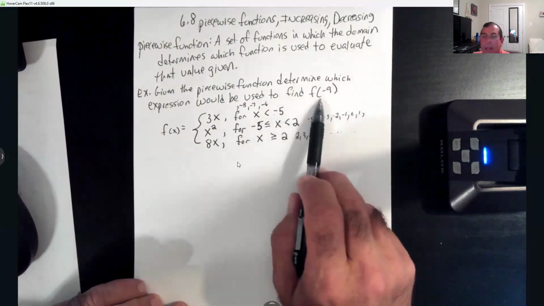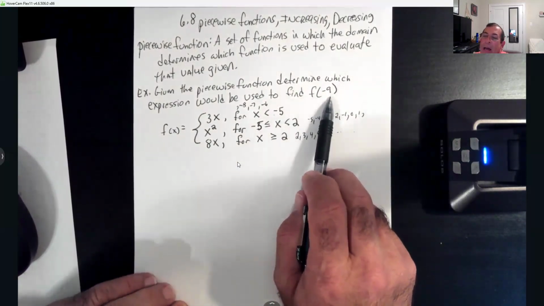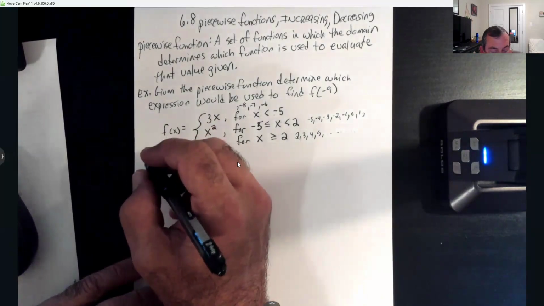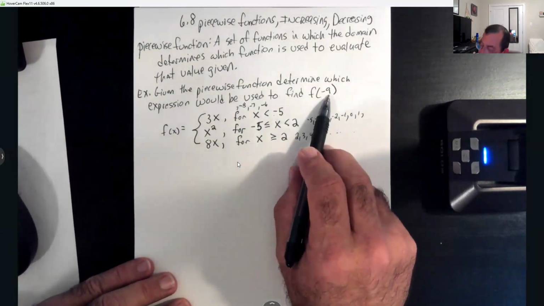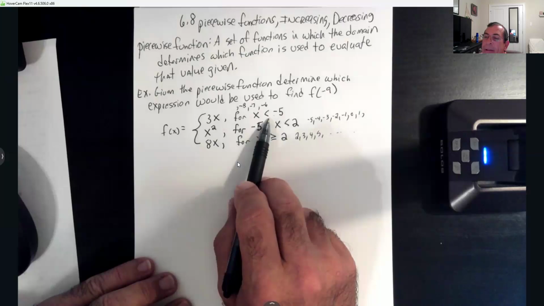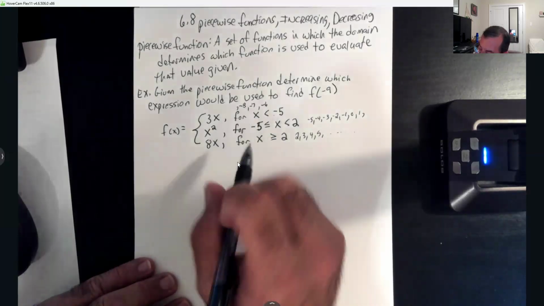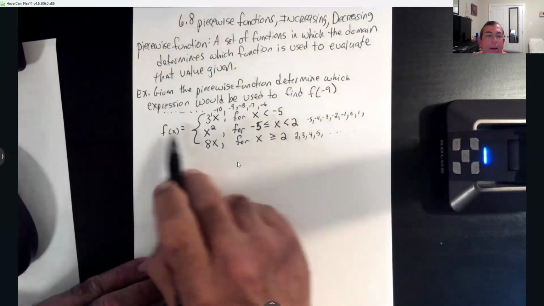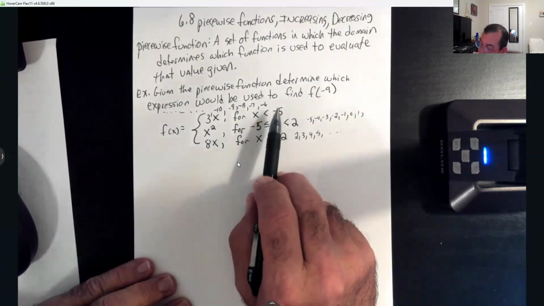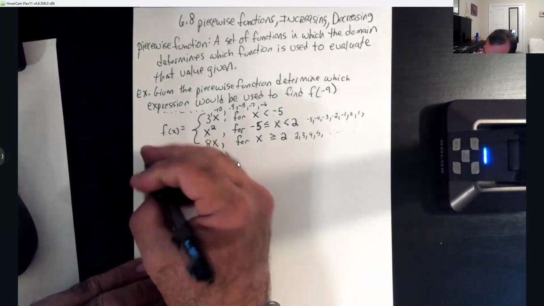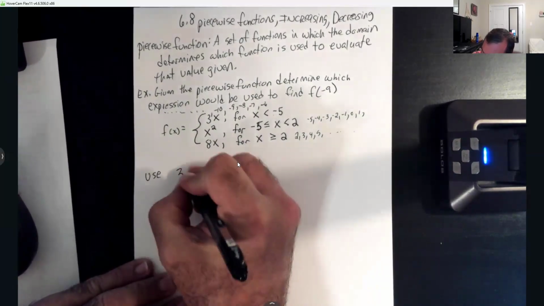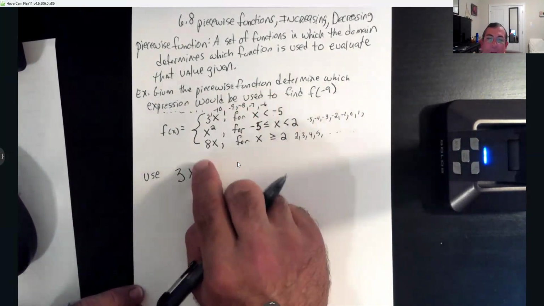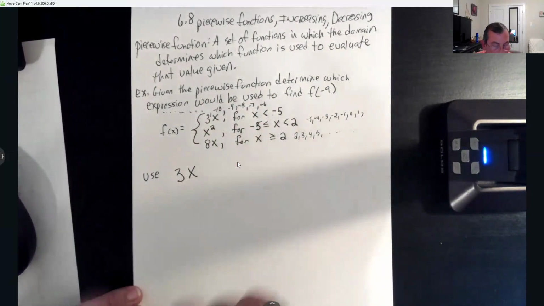So y'all look here. They want me to know which equation I would use to find f of -9. Well, is negative 9 less than negative 5? There's negative 6, negative 7, negative 8. Next would be negative 9, then negative 10, on out towards negative infinity. All these are less than negative 5. So since negative 9 is less than negative 5, we would use the 3x equation. Now, they don't want me to plug it in and find the value. They just wanted to know which equation you would use.